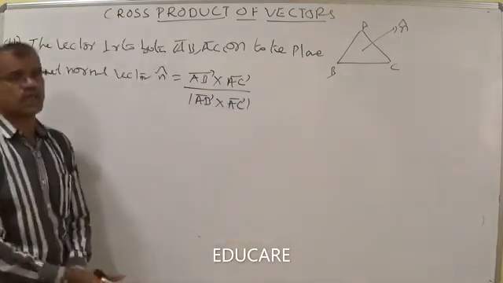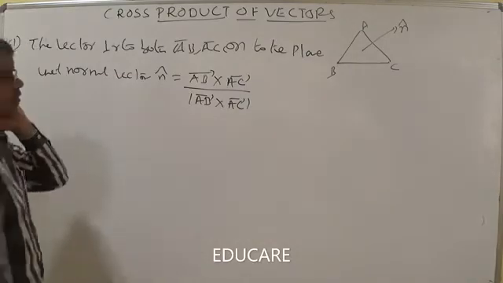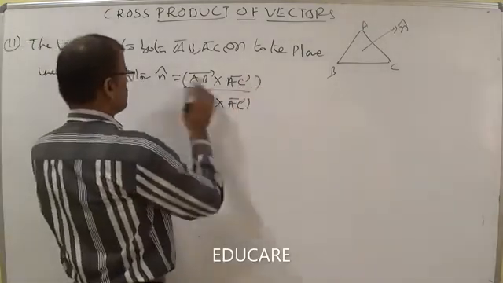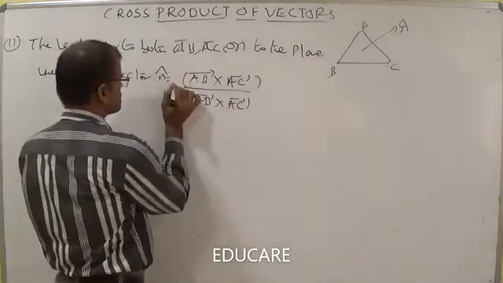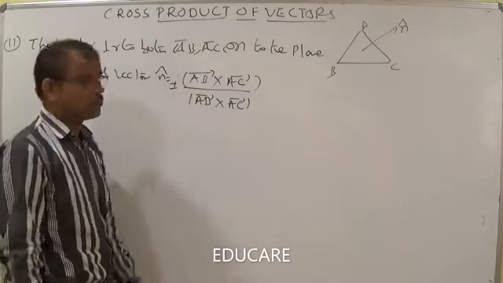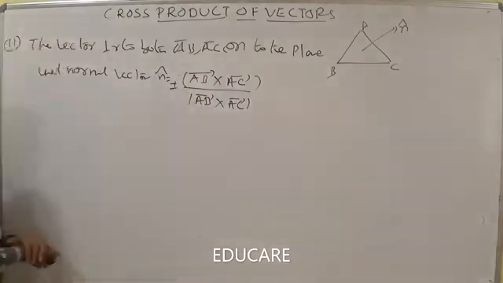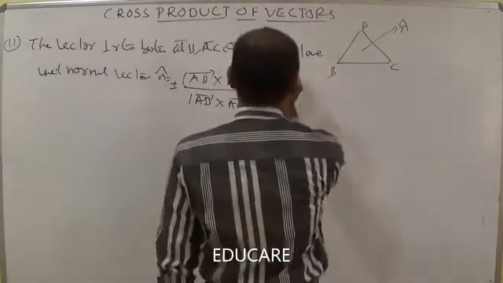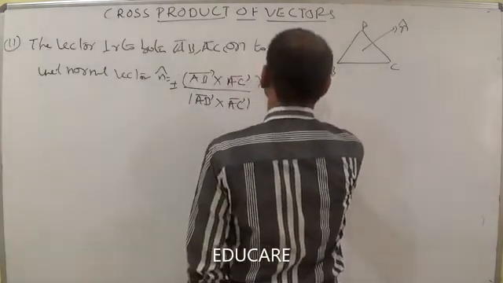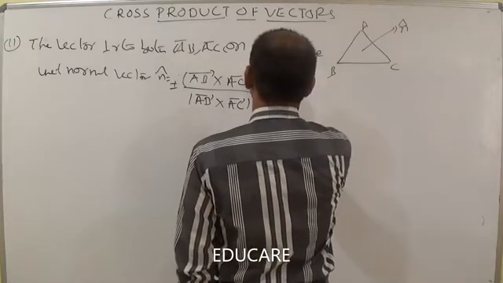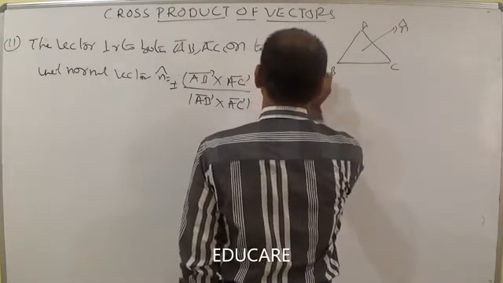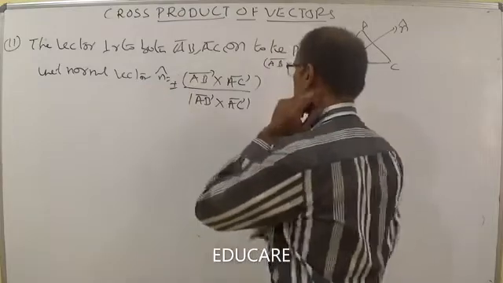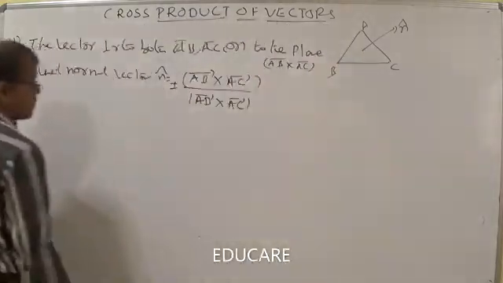If you are discussing the unit normal vector, you should write the modulus in the denominator. If you are discussing simply a perpendicular vector, there is no need for the modulus. Whenever the vector is perpendicular to both, you can simply write AB cross AC to the plane. If it is a unit vector, you write plus or minus AB cross AC by modulus of AB cross AC.